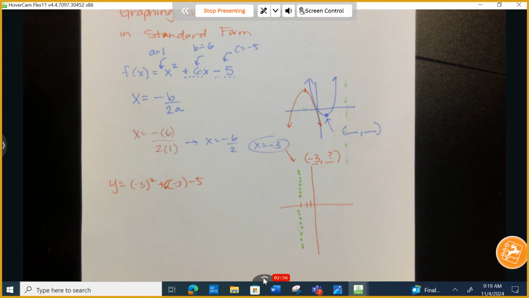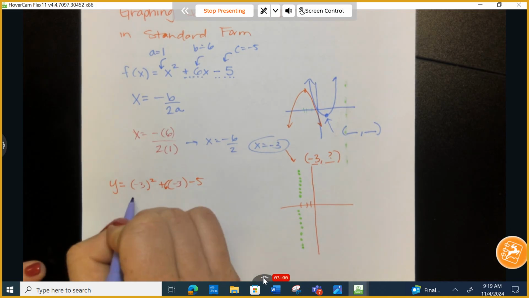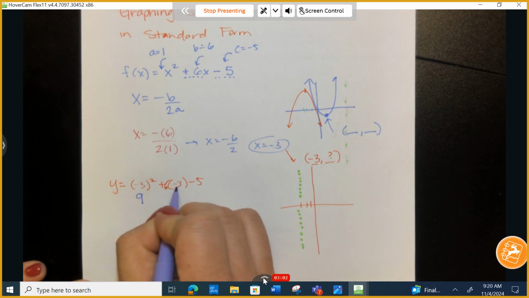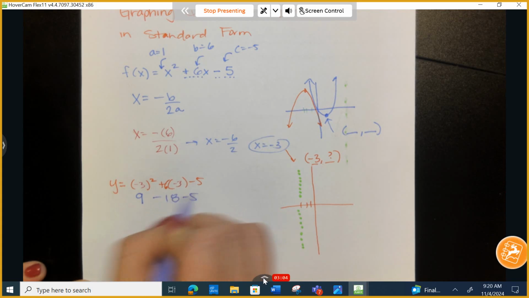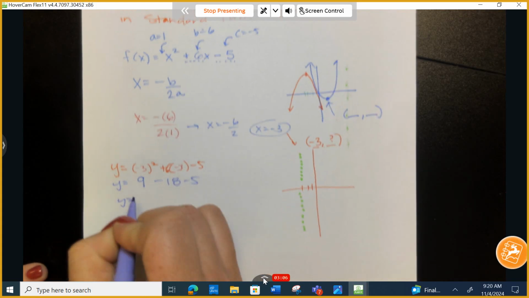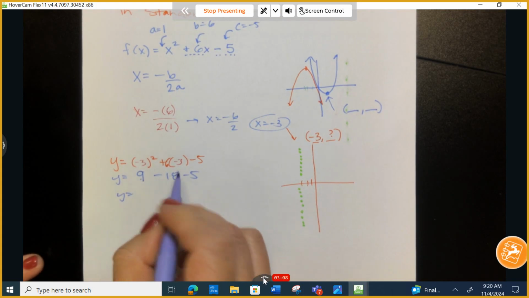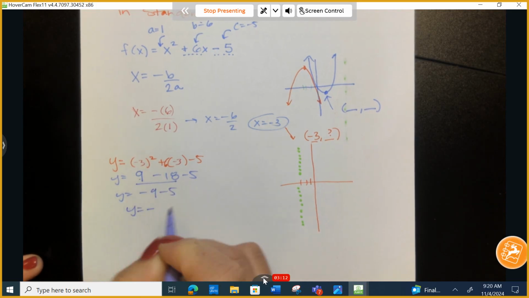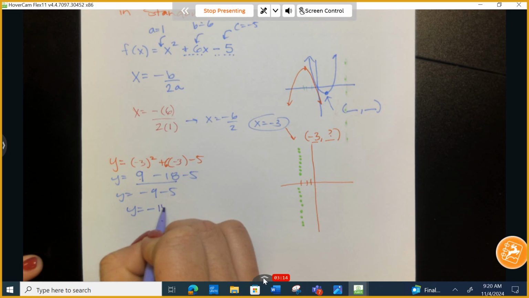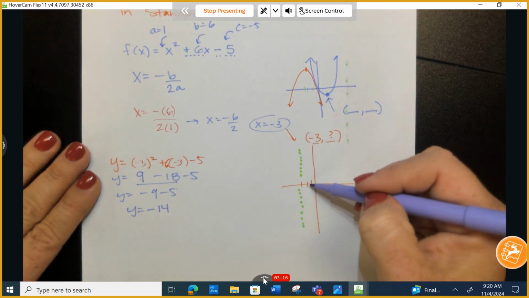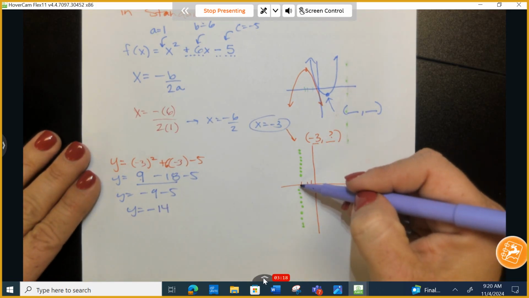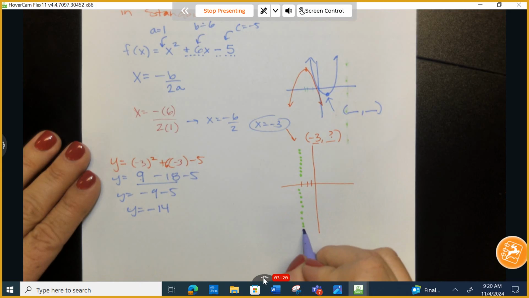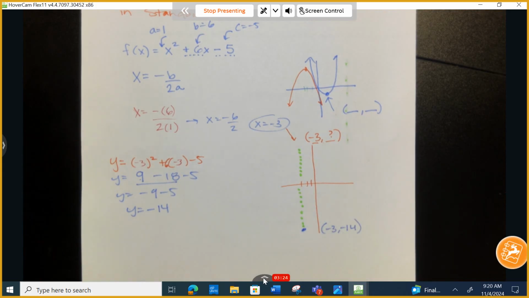There's no calculators being used here. Make sure you're paying attention. Negative 3 squared means negative 3 times negative 3. 6 times negative 3 is negative 18. And now I'm just going to do the algebra. So 9 minus 18 is negative 9, and negative 9 and negative 5 gives you negative 14. So this means I'm going to go over to negative 3, and I'm going to go all the way down to negative 14. I'm going to pretend it's right here, negative 3 and negative 14.